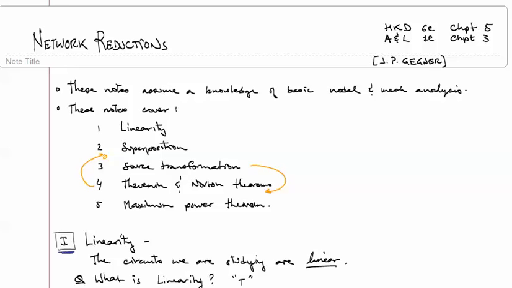So we talked about linearity. We've talked about superposition. How do you solve circuits using superposition principles? We've developed the Thevenin and Norton theorems, and then source transformation in the middle of that to get from the Thevenin to the Norton. And then lastly, now we're looking at the maximum power transfer theorem, which has relevance particularly after having looked at the Thevenin-Norton theorems.